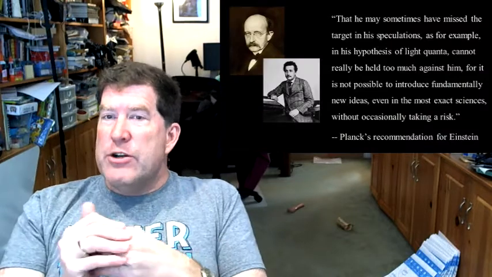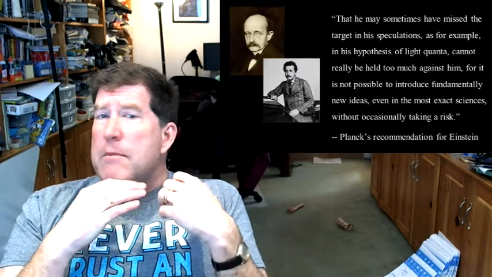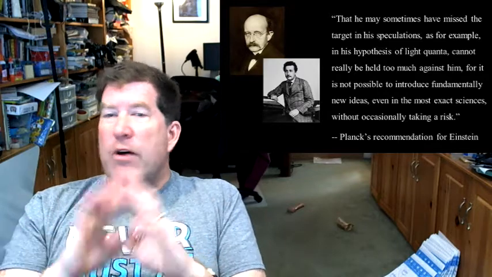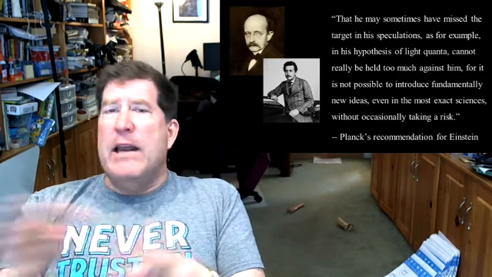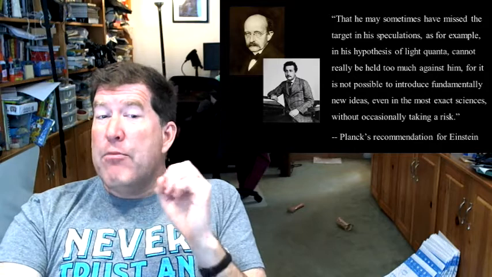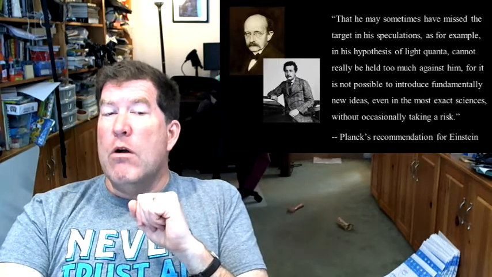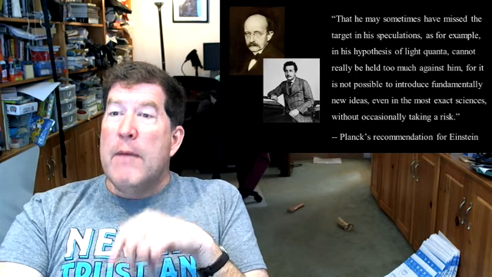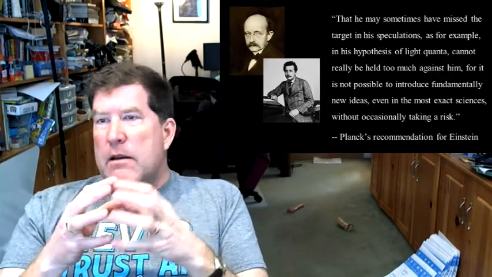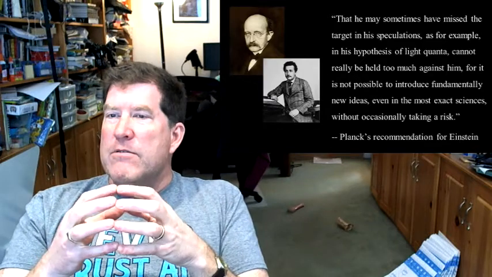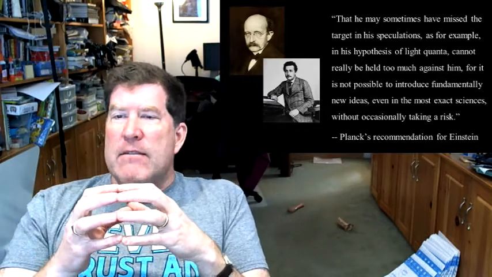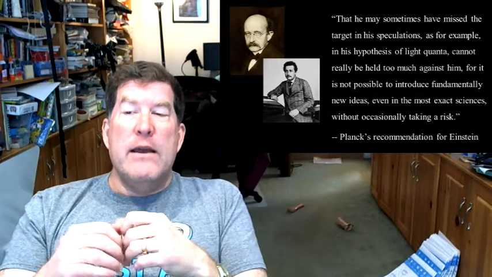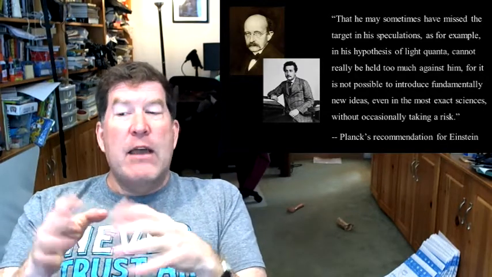My favorite illustration of this actually comes from a recommendation letter that Planck wrote for Einstein, recommending him for admission to the Prussian Academy of Sciences. Planck admired Einstein's work on relativity enormously, thought it was great, but really hated this photoelectric effect business. And so in the process of recommending Einstein for an honor, he wrote that he may sometimes have missed the target in his speculations, as for example in his hypothesis of light quanta, cannot really be held too much against him, for it is not possible to introduce fundamentally new ideas, even in the most exact sciences, without occasionally taking a risk.